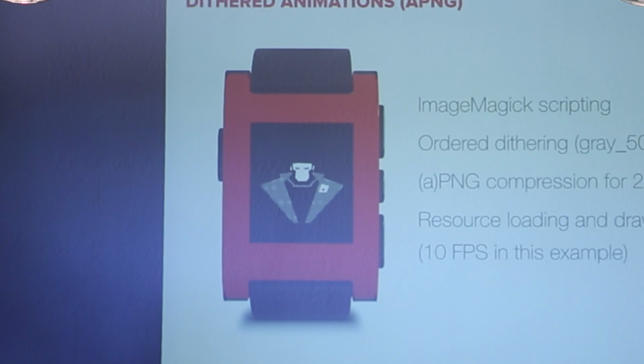And so combining all those things, I have an animated watch face here that's using animated PNG, a dithered gray, using ImageMagick to script everything. And because it's APNG, it's only storing the difference from one frame to the next. So it ends up being 200 frames. So the animation ends up being 20 seconds long.